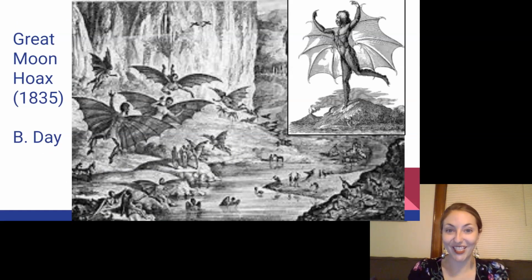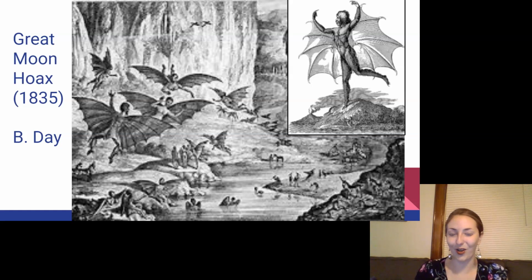The most egregious thing that Benjamin Day did in his paper was the Great Moon Hoax, which was a fake story about, I think, a scientist who didn't exist, who supposedly lived in, I want to say, Scotland, and had a powerful telescope that allowed him to see bat people on the moon. Obviously, none of this is real.